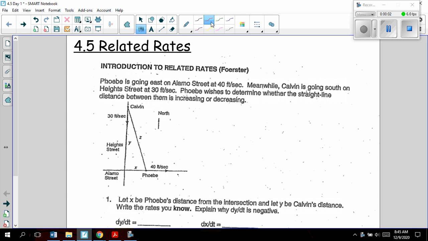Believe it or not, we're actually nearing the end of all of our derivative work that we need for our AP test. So we are going to finish chapter 4, and then that's actually it for derivatives. So we just talked about optimization, some of those word problems of maximizing, minimizing, things like that. The other application of derivatives is something called related rates.